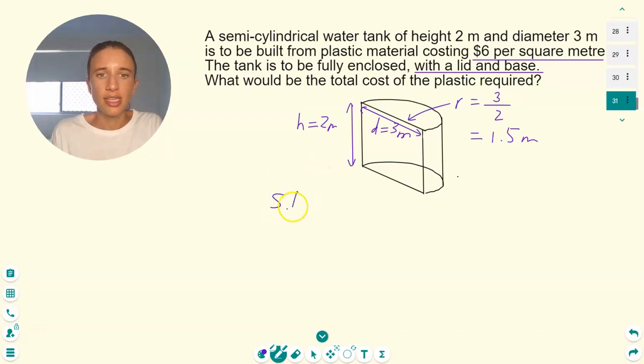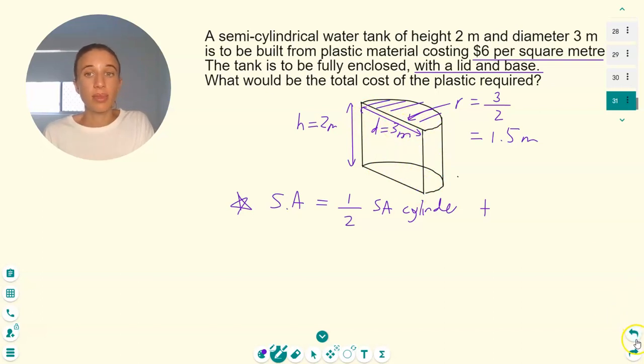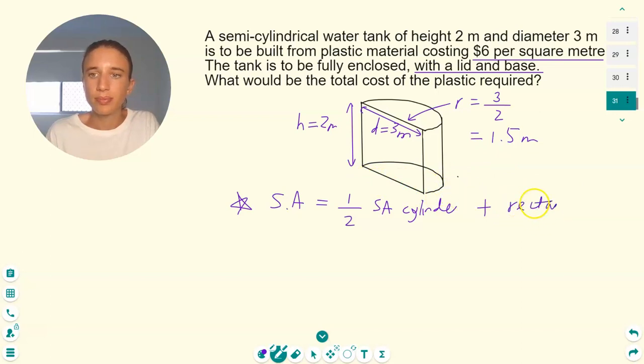So surface area, this is my plan. Surface area is half the surface area of the cylinder, plus, so that's going to get me all of that, the bit wrapped around and the bottom. That's what a half cylinder looks like. But we also need that rectangle that will be lined up against the wall. So plus the rectangle, which is length times width. So it's going to be 3 times 2.